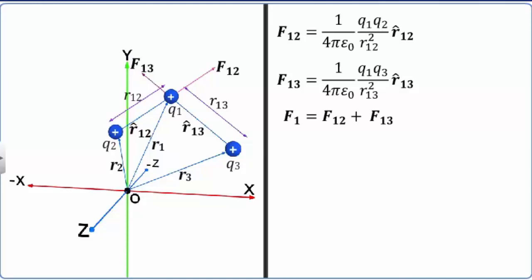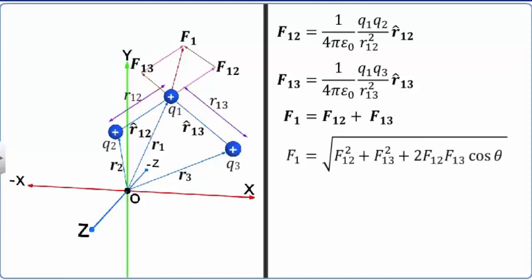This we can do by using parallelogram law of vectors as shown. Then the direction of F1 will be along the direction of the diagonal of that parallelogram. The magnitude of F1 will be equal to root over F12 square plus F13 square plus 2 F12 F13 cos theta, where theta is the angle between F12 and F13. By knowing the values of the parameters involved, the net force F1 on Q1 can be calculated.